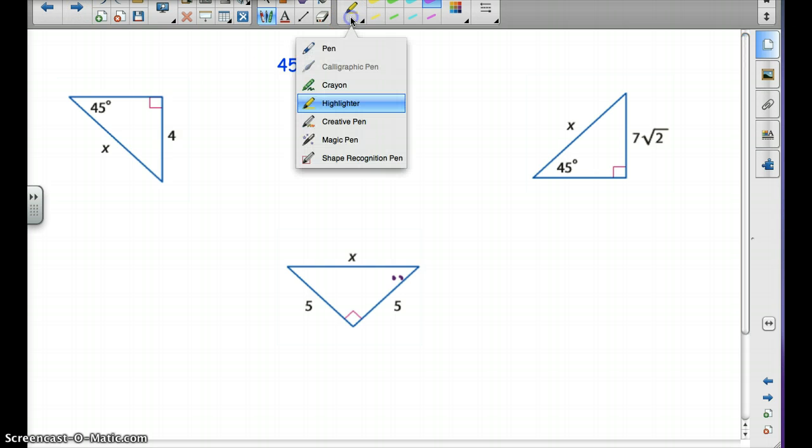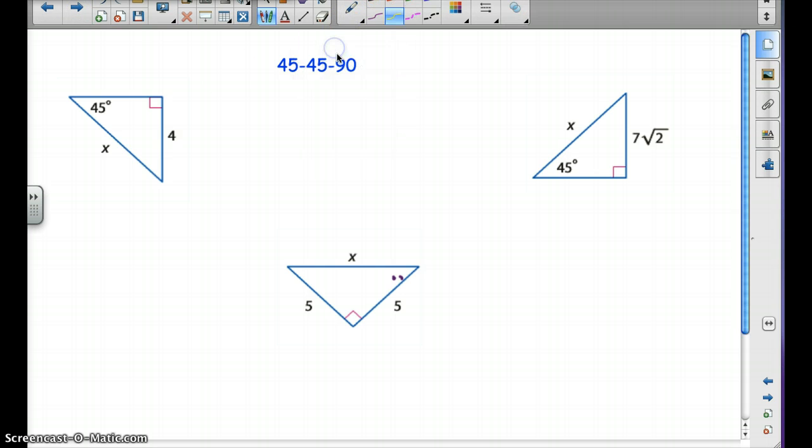So let's try some with the 45, 45, 90 triangle. So we have 4 as a leg, and keep in mind this is 45 as well. If you know that one angle is 45 and one is 90, you know the other one's 45. So x is going to be 4 square root of 2. That's all you gotta do is attach the square root of 2.